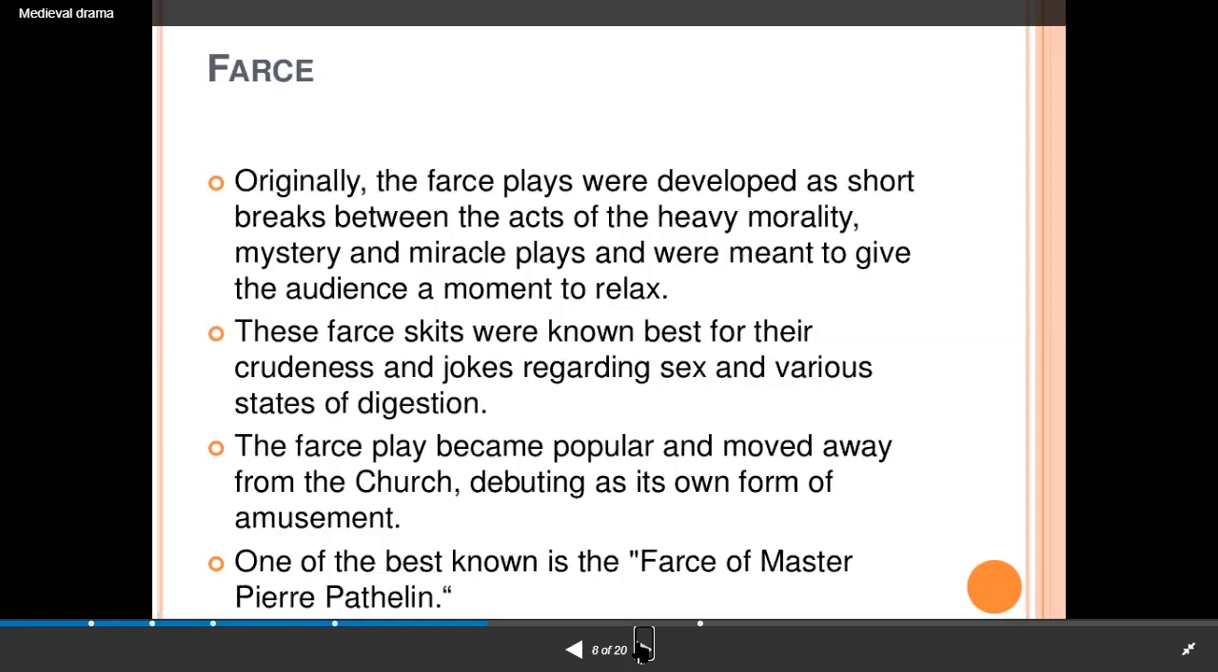The farce plays became popular and moved away from the church, debuting their own form of amusement. I told you that the church was not able to grasp it, and finally they had to take it away. One of the best known farces at that time was Master Pierre Pathelin. Pathelin comedies are still seen, like Charlie Chaplin comedies, which followed them.